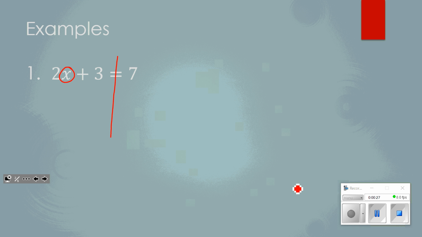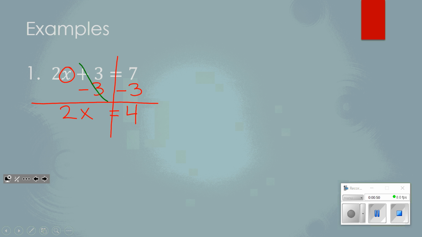Draw your line. To get rid of this, you minus 3, draw a line, pick up your cancel pen, and cancel out the 3's. And we can bring down the 2x equals 7 minus 3 is 4.